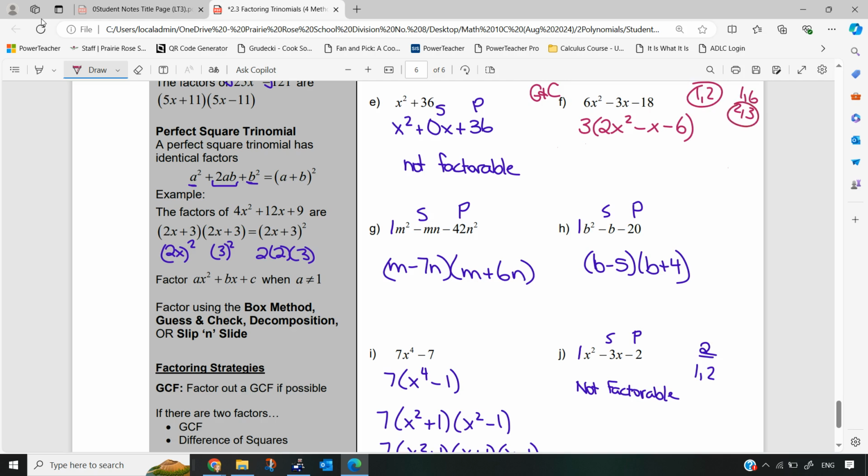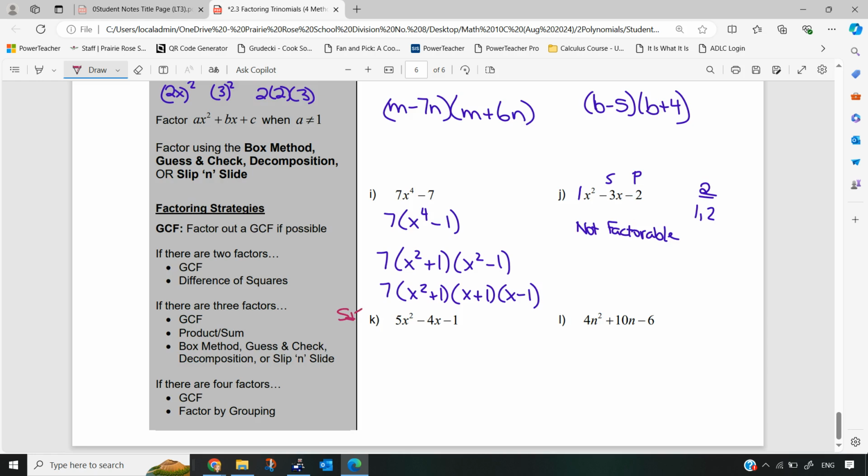So I set up my chart, x and 2x, 2 and 3. X times 3 is 3x, 2x times 2 is 4x. I want a negative product, so opposite signs, and a negative sum. So 4 will be negative, 3 will be positive. Those signs translate over, and then we have x minus 2 and 2x plus 3. And again, I need to make sure that that GCF follows down.